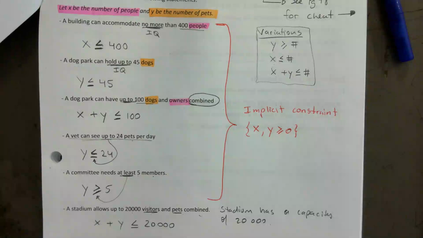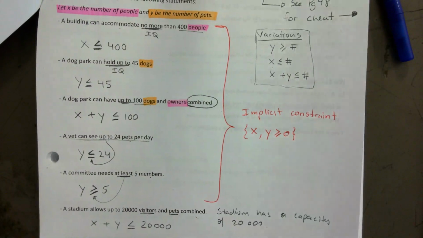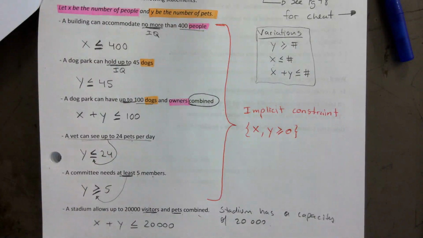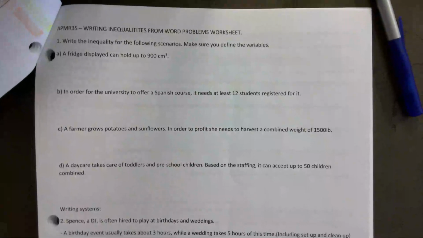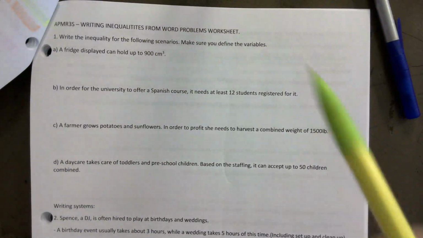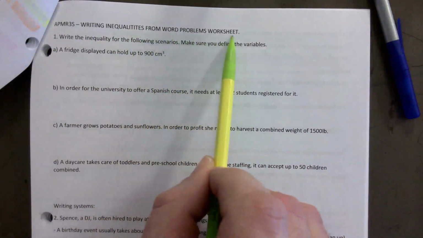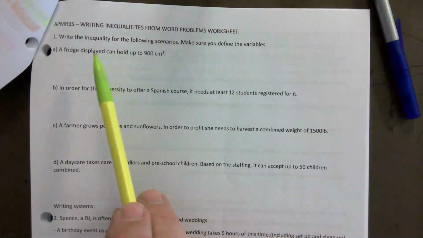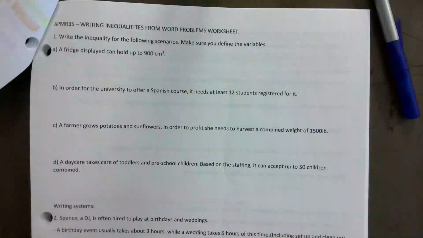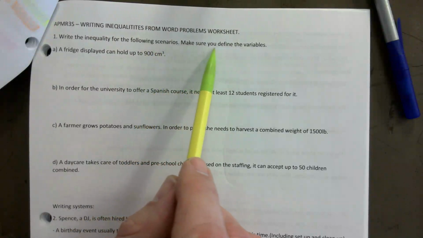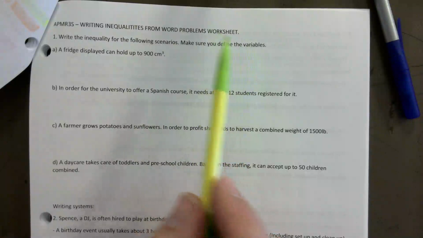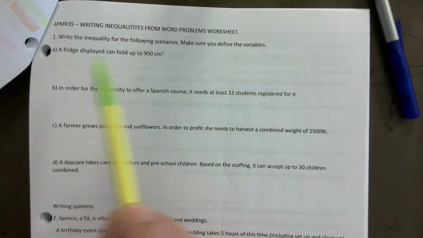All right. I'm going to ask you to go to 44 here. So normally I jump into an example and I solve it. But I'm going to ask you to do this. Okay? I'm going to walk around and help you out if you're stuck. 44. Writing inequalities from word problems. And I'll get you started. I want to be a bit more specific here. Write the inequality for the following scenarios. Make sure you define the variables. Okay? I did that earlier. I told you what x and what y represented.